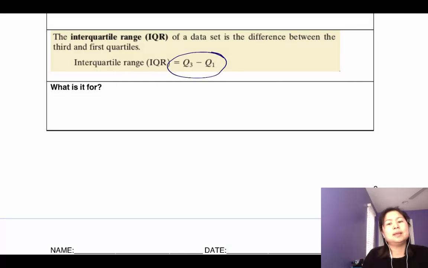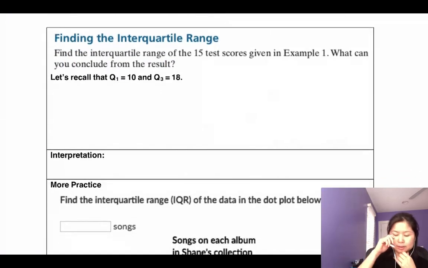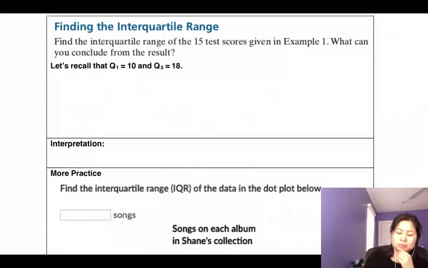What does the interquartile range tell us? It's going to tell you something about the middle number. It will tell you how far the middle number would vary. So let's review what we did last time. Let's do some examples, and then we can do the interpretation, which I think makes more sense.